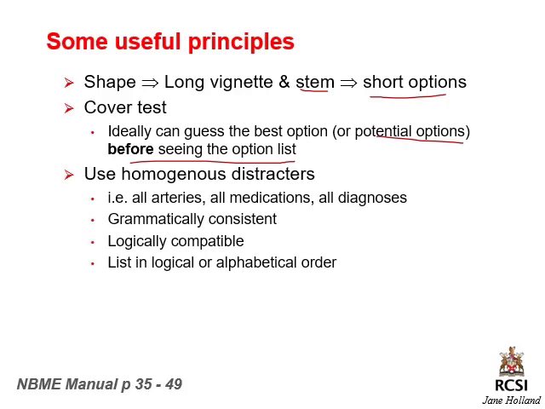Use homogeneous distractors, we've said this already: all arteries, all medications, all diagnoses. You cannot rank dogs and boats. They should all be the same type of thing. Grammatical consistency, we've discussed that already. They should be logically compatible, and put them in alphabetical or logical order.